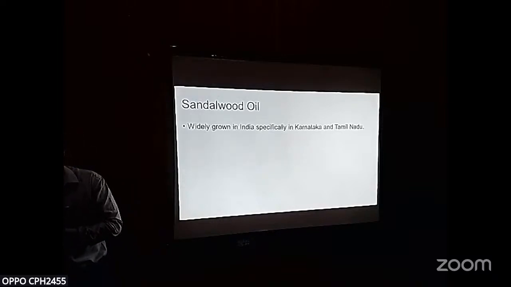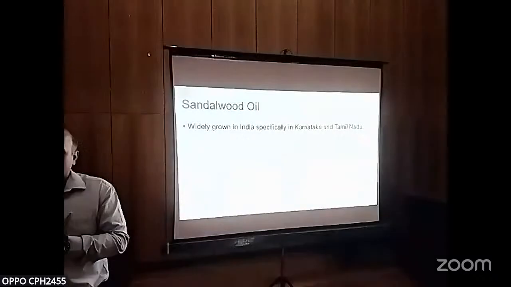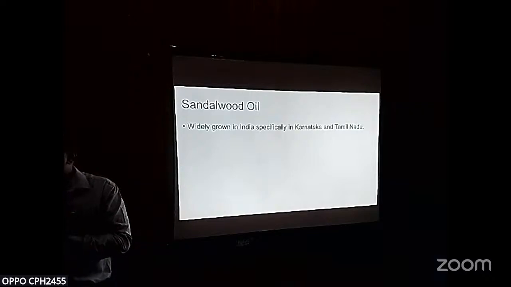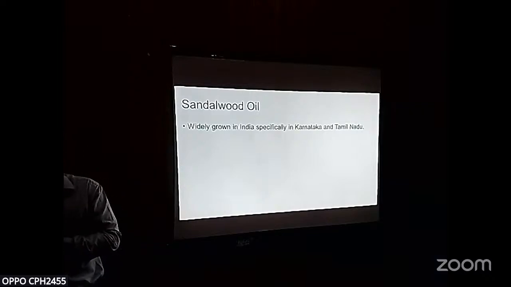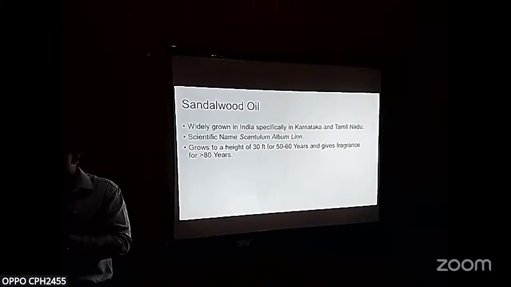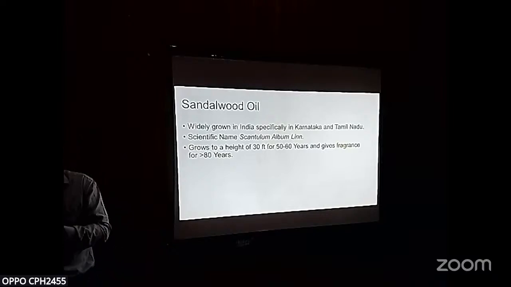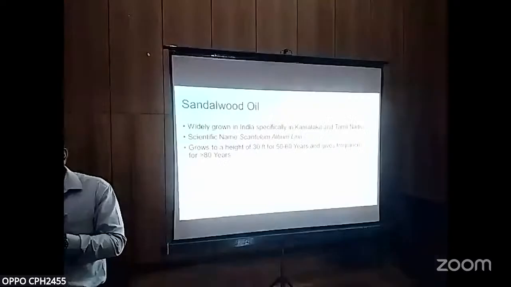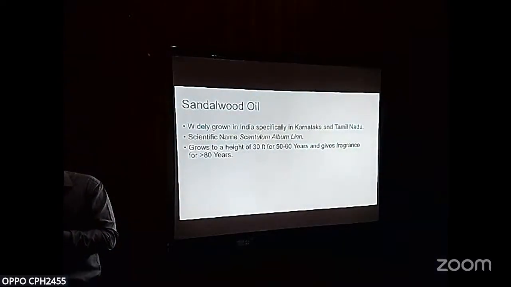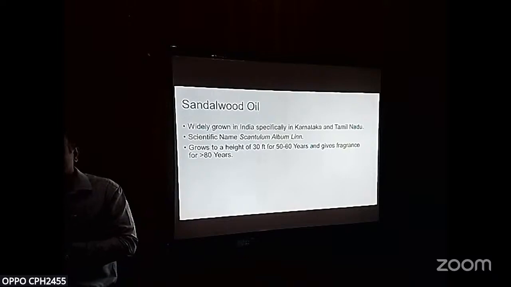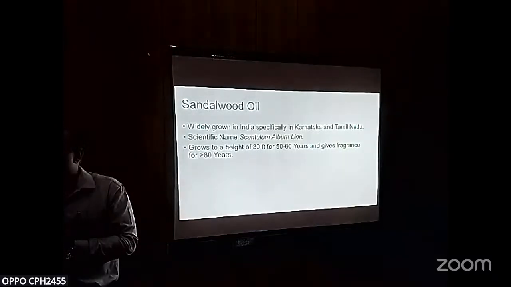I said in the beginning that I will give a brief glimpse of sandalwood oil, because sandalwood oil is a very prominent product of our country and specifically grown in our state. I thought I'll include a couple of slides on that. It is widely grown in our state, Tamil Nadu. Normally it is a generation-to-harvest plant. So if our forefathers harvested it, today we are able to reap the benefits of it.